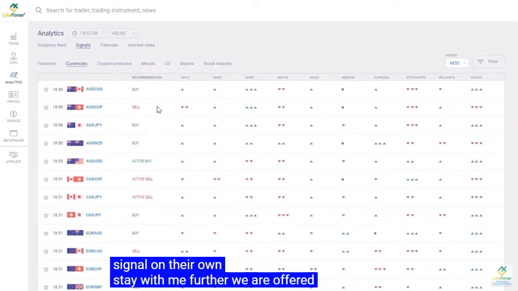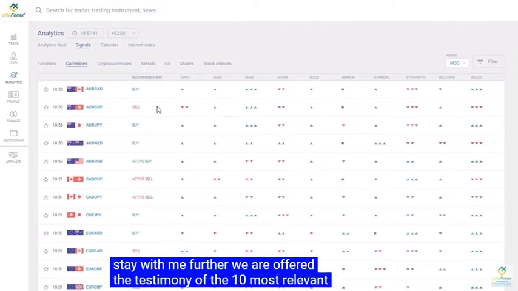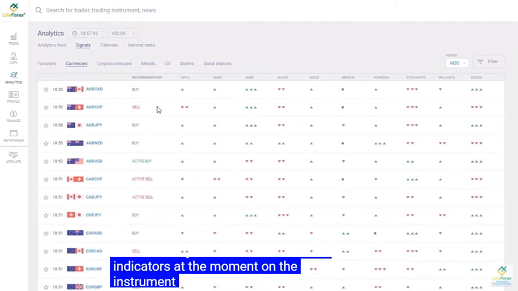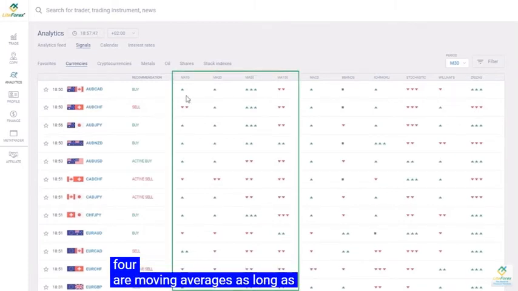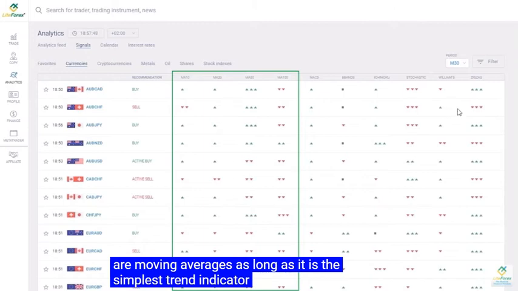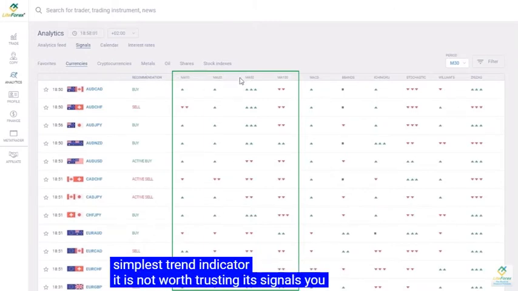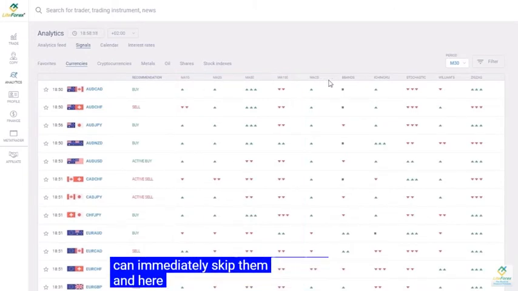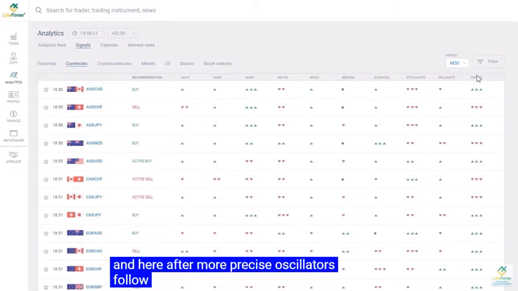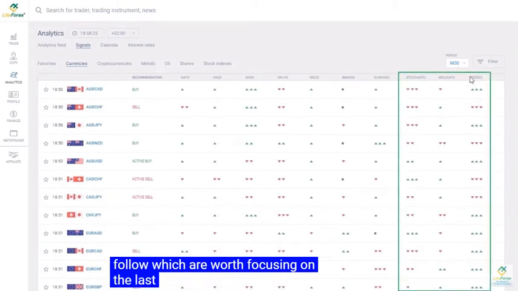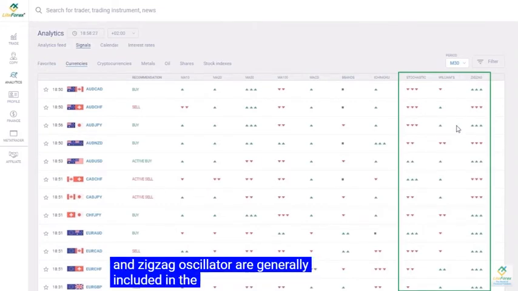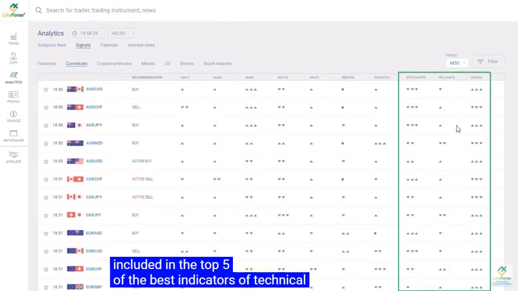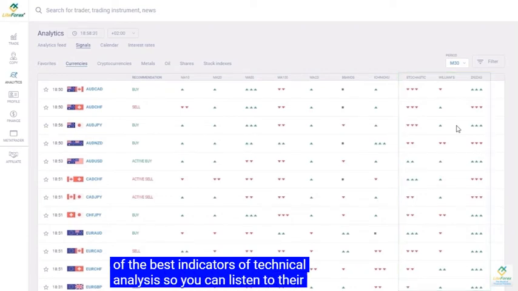Further, we are offered the readings of the 10 most relevant indicators at the moment on the instrument of interest to us. The first 4 are moving averages. As it is the simplest trend indicator, it is not worth trusting its signals, you can immediately skip them. And hereafter more precise oscillators follow, which are worth focusing on. The last 3, Stochastic, Bill Williams and Zigzag oscillator, are generally included in the top 5 of the best indicators of technical analysis, so you can listen to their signal.